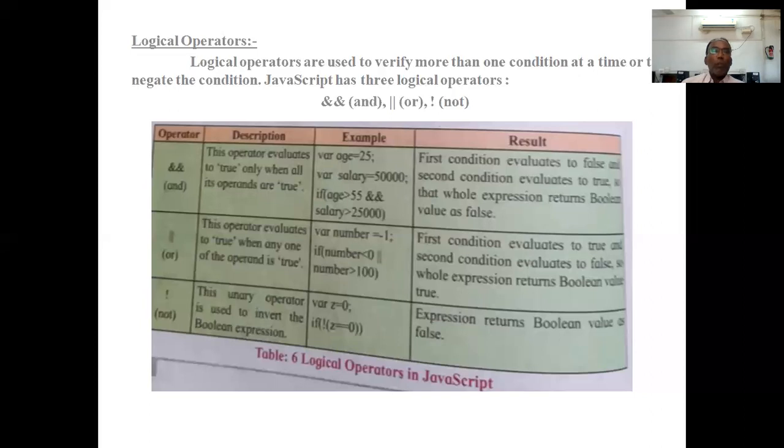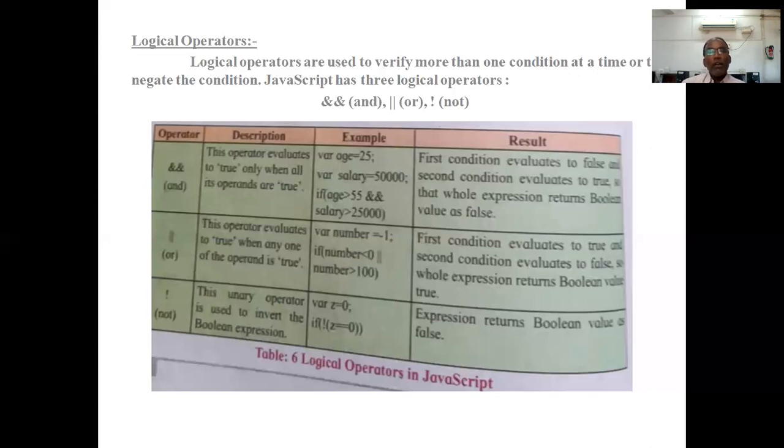So we will go for the next logical operator, that is OR operator. So we will see the description for this OR operator. OR operator evaluates to true when any one of the operands is true. Now in the previous operator, what we have seen? It will evaluate to true only when all its operands are true. So in OR operator, it will evaluate to true when only one of the operands is true. So we will see one example.